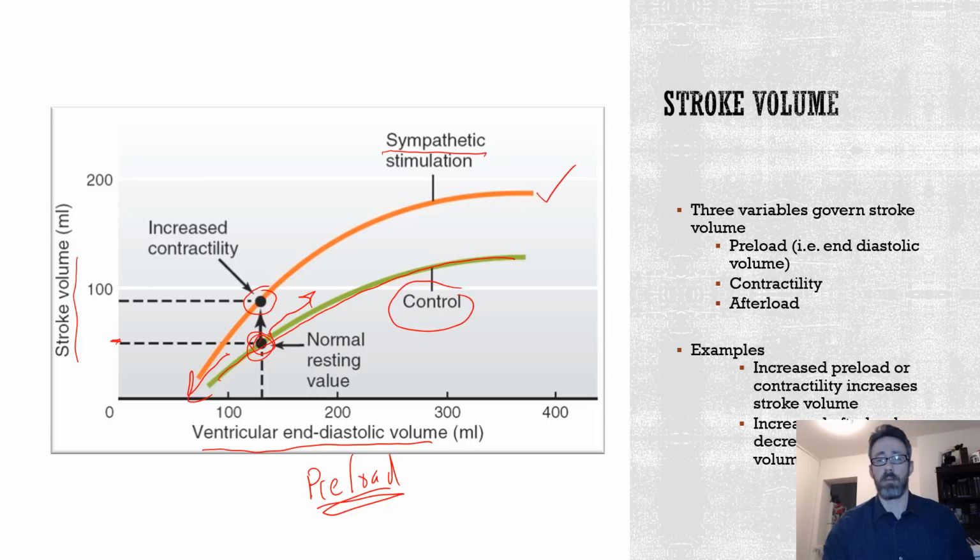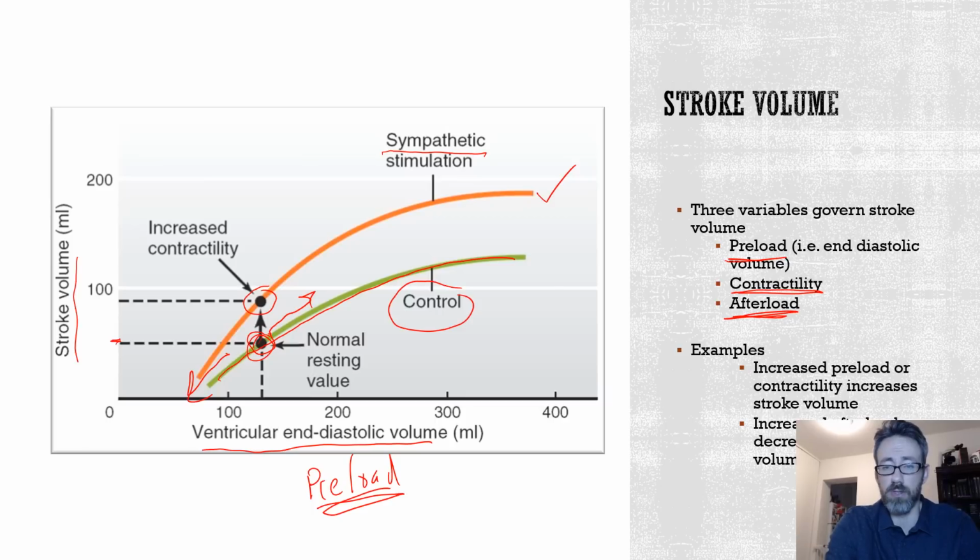Keep in mind that the three factors that affect stroke volume are preload: if I increase preload, I increase the stroke volume. Contractility: if I increase contractility, I increase the stroke volume. And afterload: if I increase afterload, I decrease the stroke volume, because afterload is the force the ventricle has to overcome. So if there's an increase in hypertension or blood pressure, or if there's aortic stenosis, that's something the ventricle has to overcome, and it prevents it from being able to eject blood effectively.